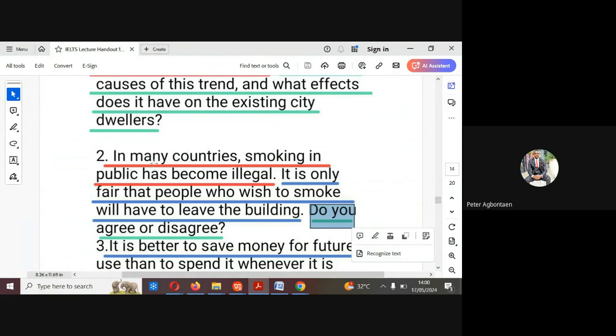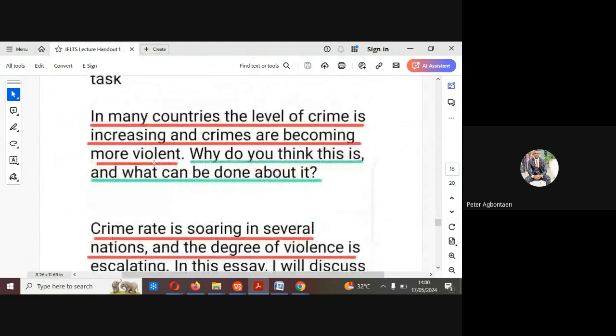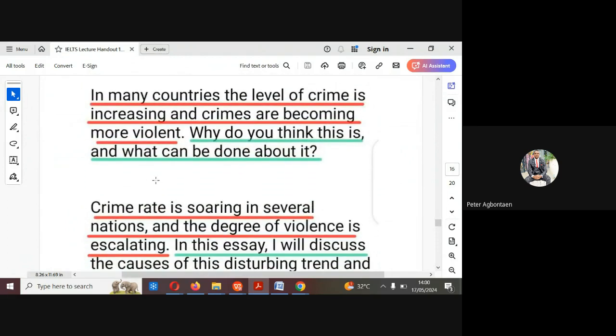Let me show you an example so you can get this. This one I showed you earlier, the question says, in many countries, the level of crime is increasing and crimes are becoming more violent. Why do you think this is? And what can be done about it? Here, this last sentence of the question says, why do you think this is? This is a way of saying, what are the causes of this? Tell us the causes of this. That's the meaning of why do you think this is?